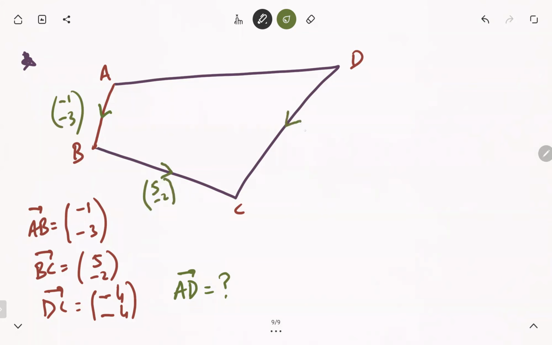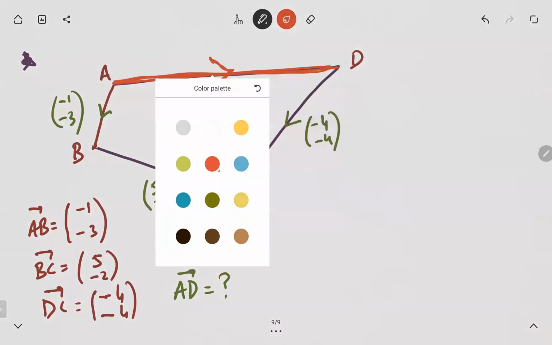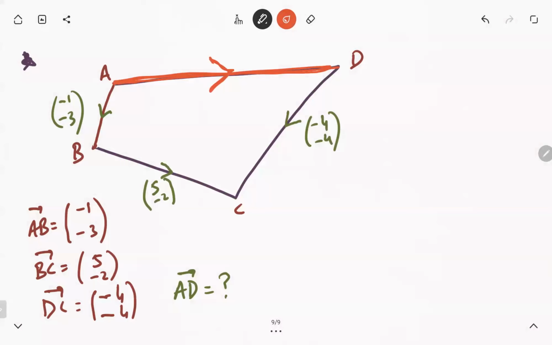Now we want to find AD. Now we have to find vector AD. We have to move from A to D. This one. We have to find this vector. So directly, vector AD is not given.